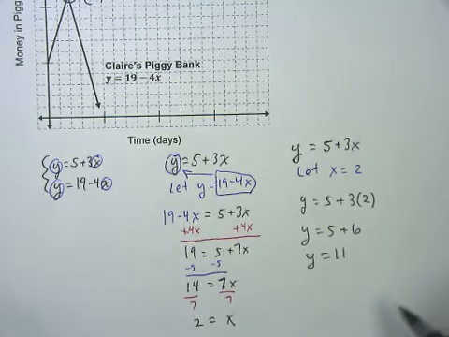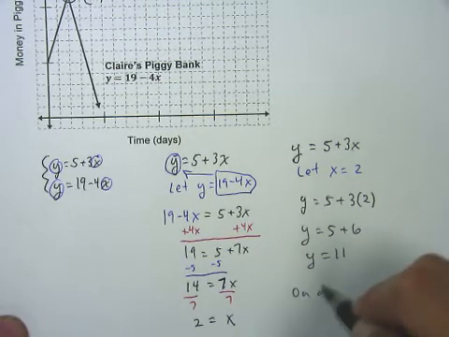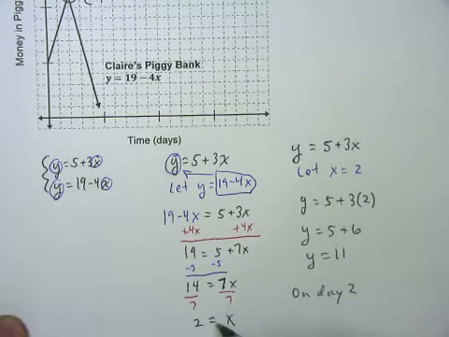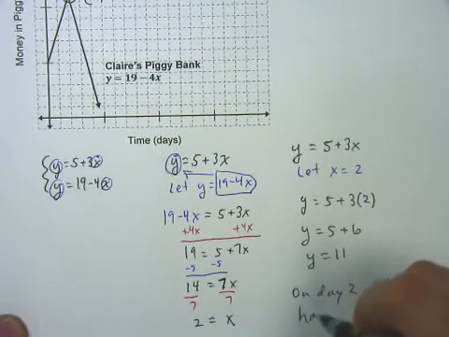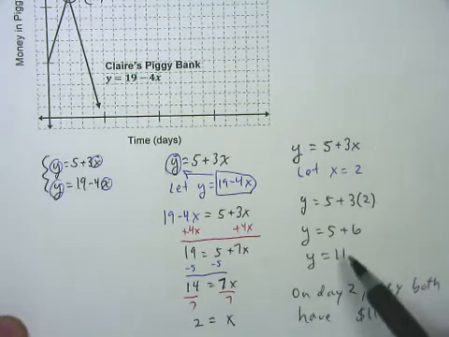Right? So again, we get the same thing. That on day 2, that was the x value, on day 2, they both have $11.